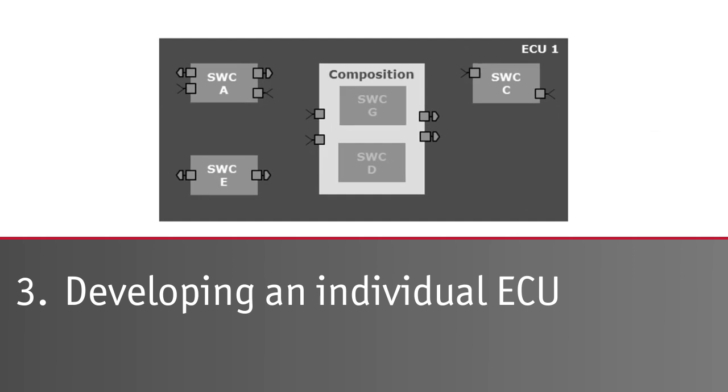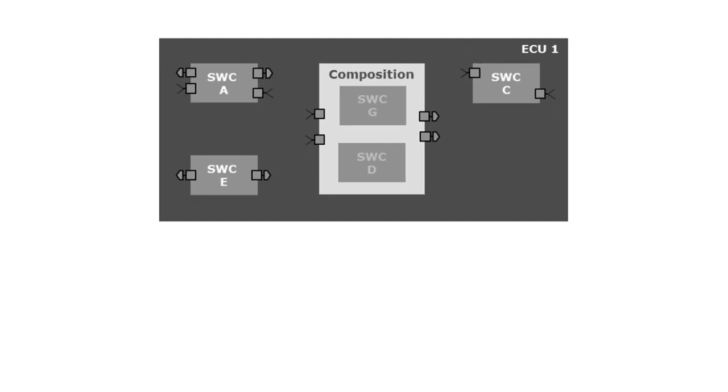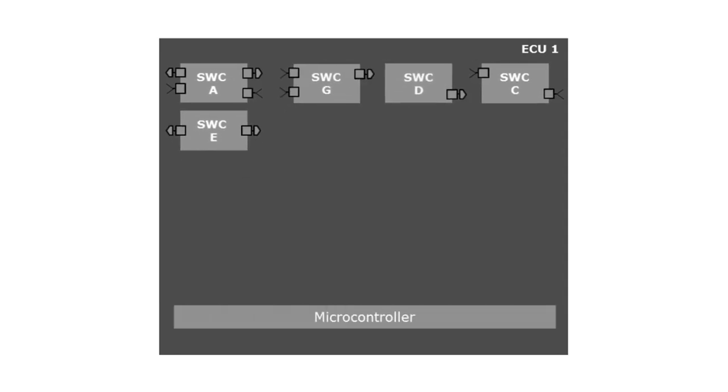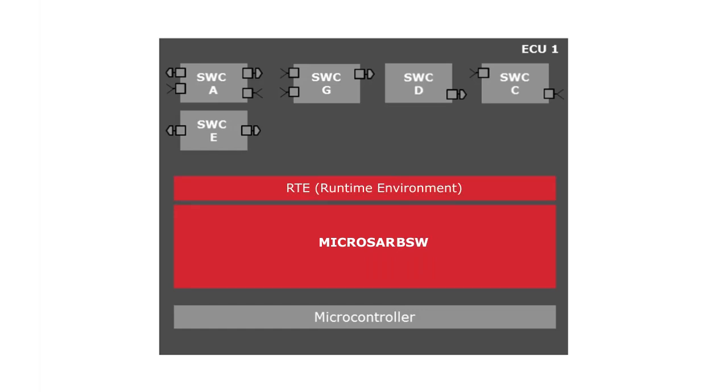Developing an individual ECU. From this point forward, the focus is on an individual ECU. This is where you start to use DaVinci Configurator Pro. The basic functions of an AUTOSAR ECU, such as communications, diagnostics, and I/O access, are implemented by basic software, or BSW for short. The RTE handles data exchange and the execution of the software components.